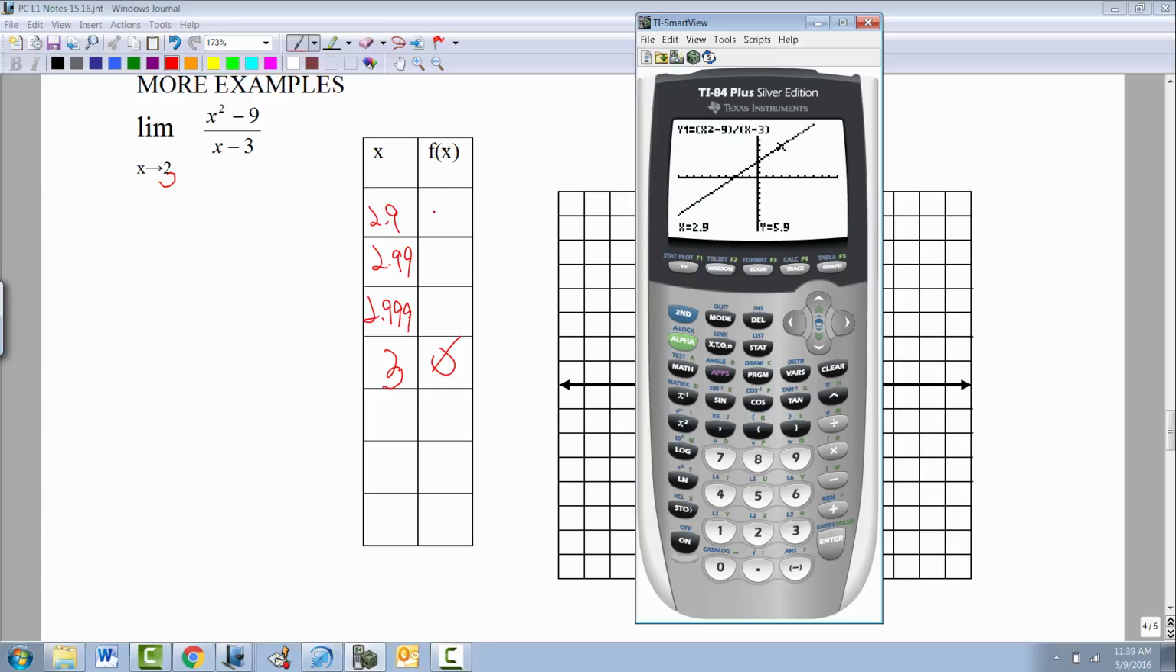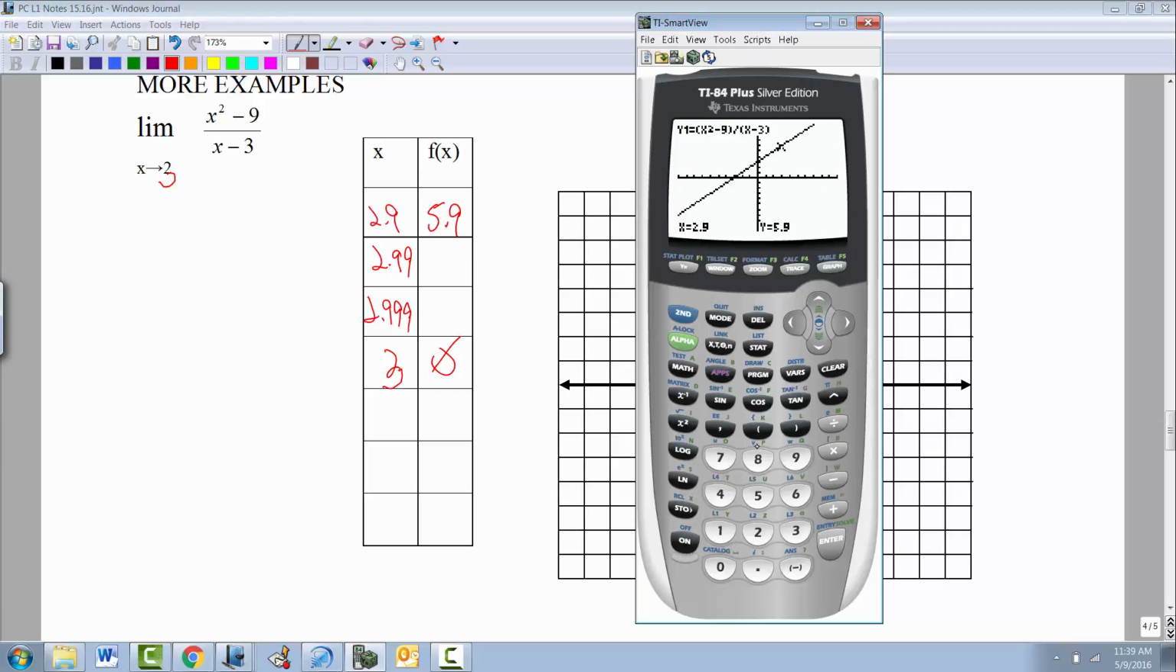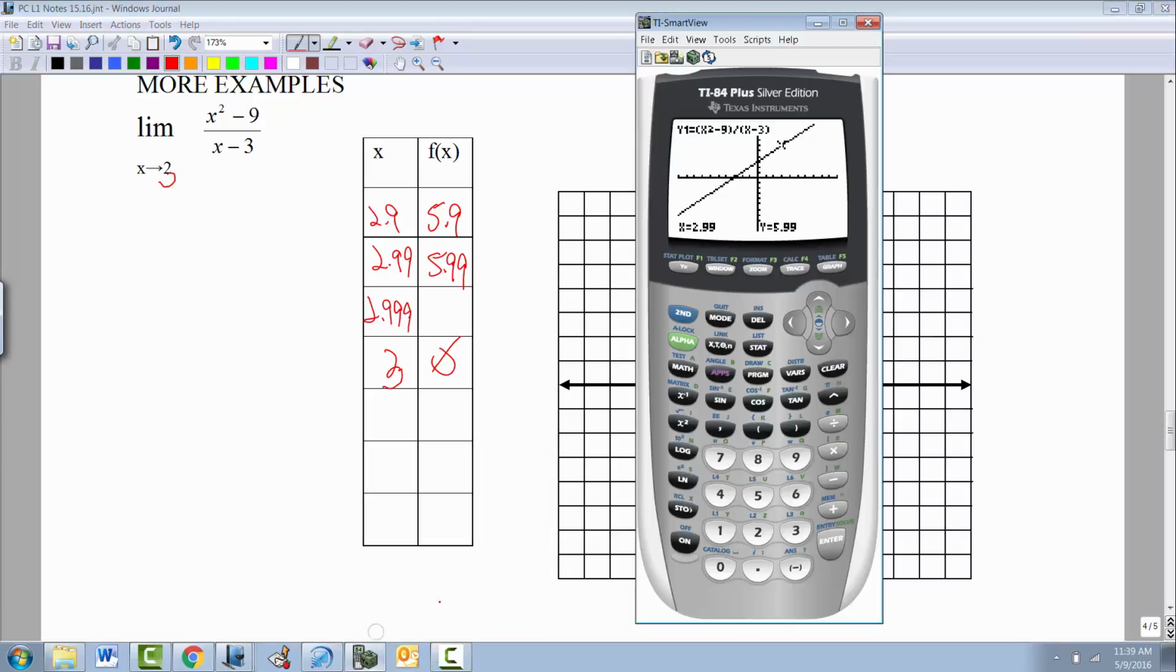Oh, 5.9. Interesting. It's not as annoying as yours. Your calculator doesn't disappear every time. 2.9. See how I just typed 2.99? And I'm able to get that. Because you can't set up the chart where it gives you these x values like I have them listed. And then 2.99. And then I'll fill out the other ones.